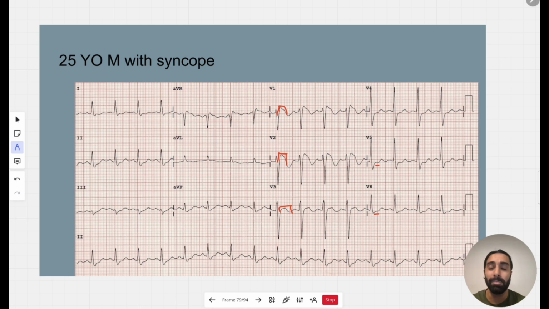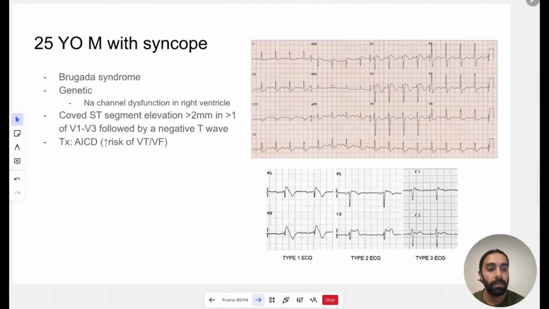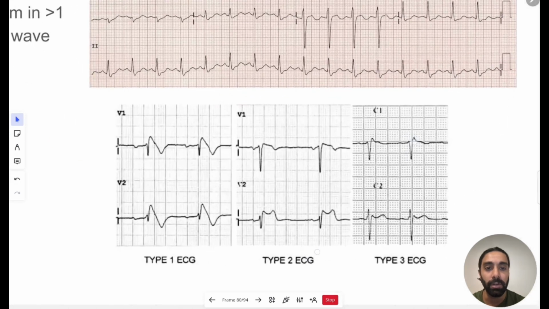If they come in with frequent lightheadedness, dizziness, syncope, maybe they've had a family member who died at a young age, you should be thinking about this disease. So it's called Brugada syndrome. It's genetic. It's a sodium channel defect, and you get these ST segment elevations, especially in V1 through V3. Sometimes you can get T-wave inversions, and the definitive treatment for this is going to be an AICD, because these patients are at high risk for ventricular arrhythmias. And so these are the typical findings.